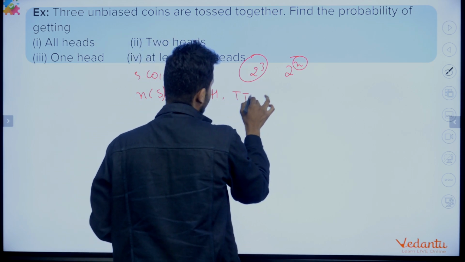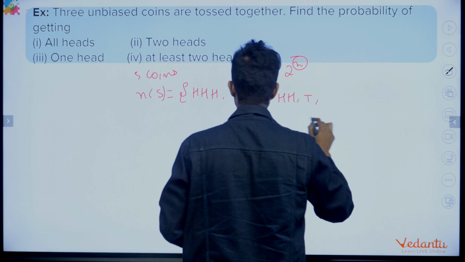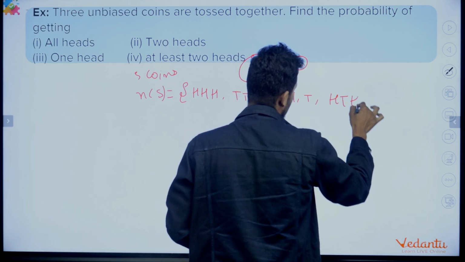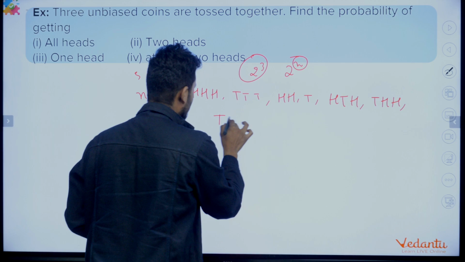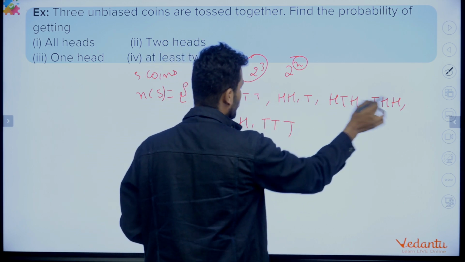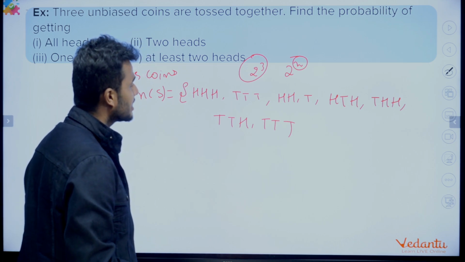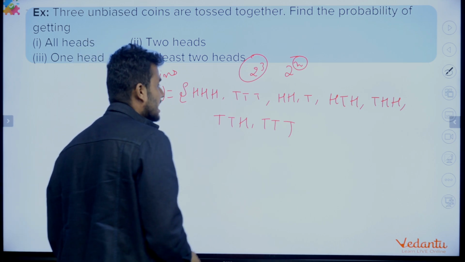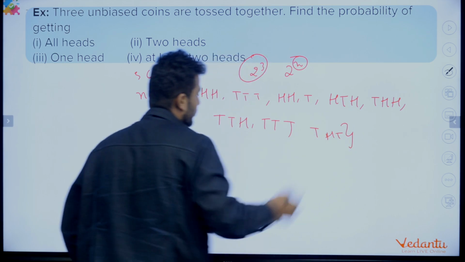H, T, H, T, then H, T, H, T, H, T, H, T. How many are done? 1, 2, 3, 4, 5, 6, 7. Remaining one is there. Which one, students? TTT is completed. HTH is done. THT is not completed, right? Yes, THT. These are the 8 outcomes.